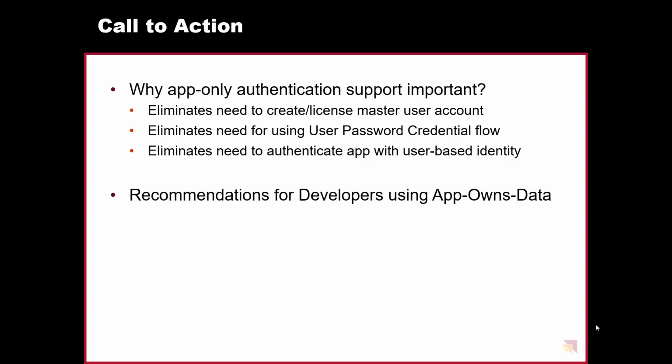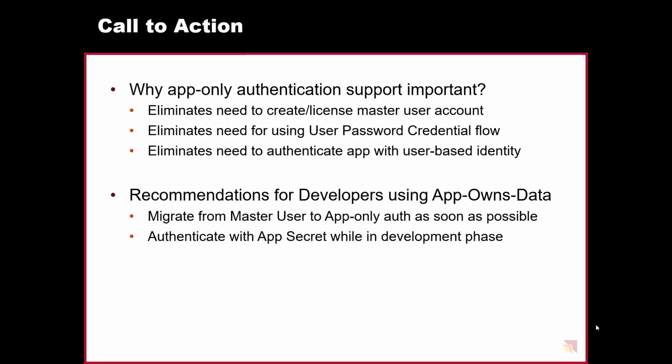So what are the recommendations for developers who are using the app owns data model? As soon as you can, migrate away from using the master user account to this app-only authentication support. Also, in this demo, I showed you the easy path, which is to use an app secret. That's fine to get up and going in the development phase, but we'd also recommend that before you move to production, you go to a more secure authentication scheme, which involves creating an X509 certificate, publishing the public key with Azure, and having the private key PFX file that your application is able to extract the private key from at runtime.